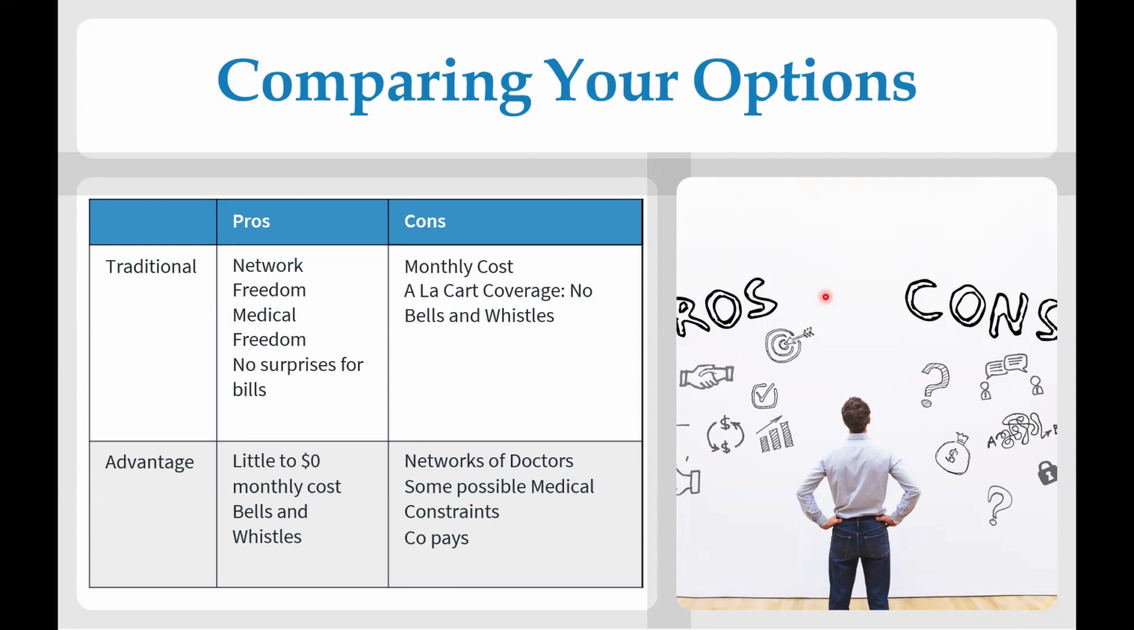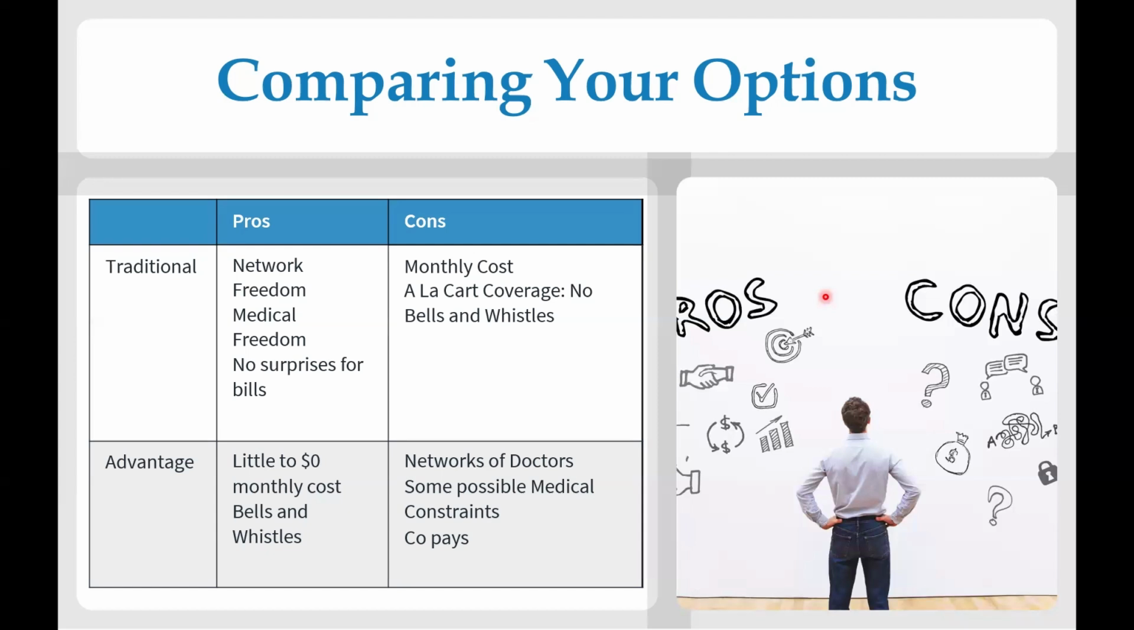No surprise bills. The cons for the traditional Medicare is that there is a larger monthly out-of-pocket cost. So it costs more for you, and it is a la carte coverage. So there's no extra dental, vision, Silver Sneakers, hearing. If you want those coverages, we have options to get other policies for those. But again, that's an additional monthly cost that you're paying for.